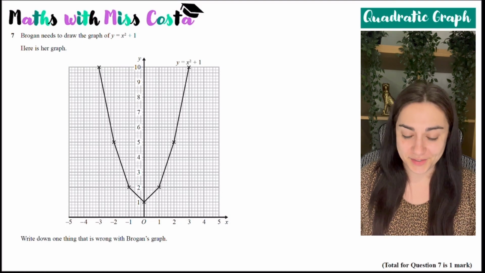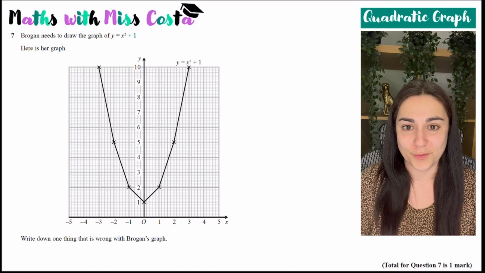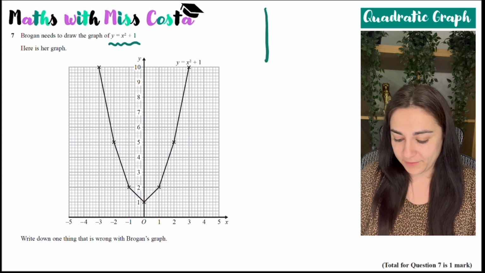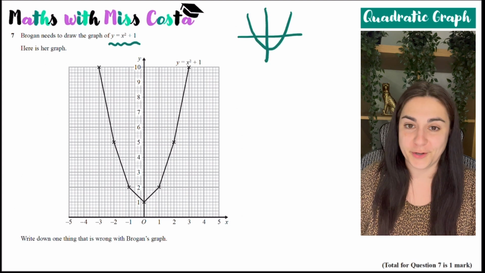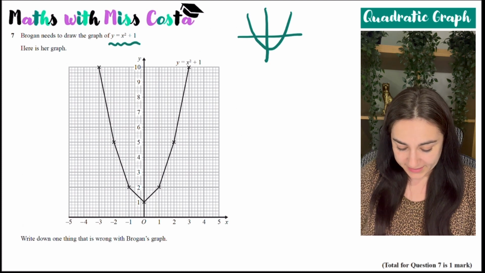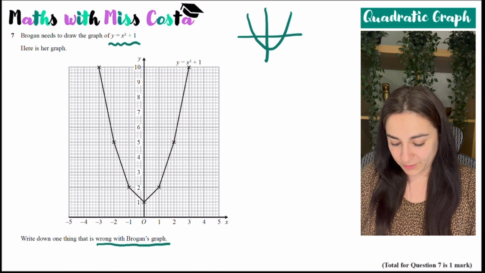Okay, so in this question, I have been given a graph of what should be a quadratic because it's got an x squared in it. Now, whenever you have a quadratic graph, you know it's going to look like a curve, like a little upside down rainbow. So I need to write down one thing that is wrong with Brogan's graph.